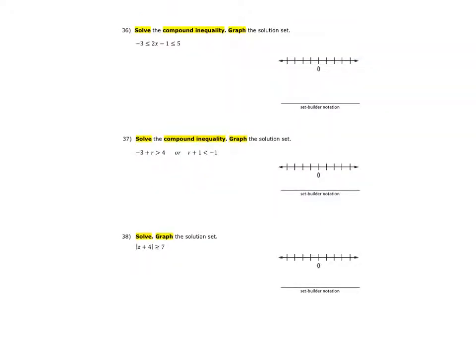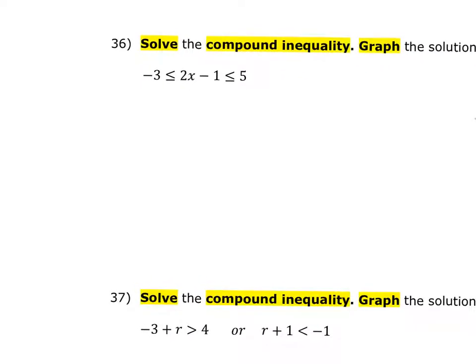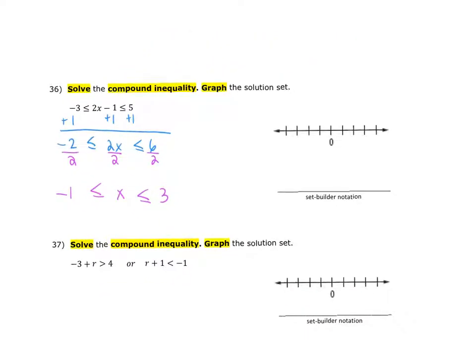Okay, compound inequality. Basically, same exact thing. The only difference is that you're doing it twice on the same equation. So to isolate x, I'm going to add 1 to everything. That leaves negative 2 is less than or equal to 2x, which is less than or equal to 6. Divide everything by 2. I get negative 1 is less than or equal to x, which is less than or equal to 3. This means that it's an and, it's an in-between. X is literally between negative 1 and 3. And because they're both equal to, they're both solid, and you shade in between.